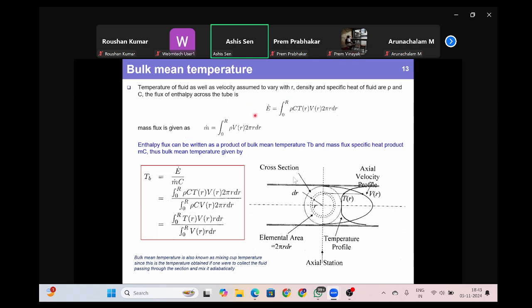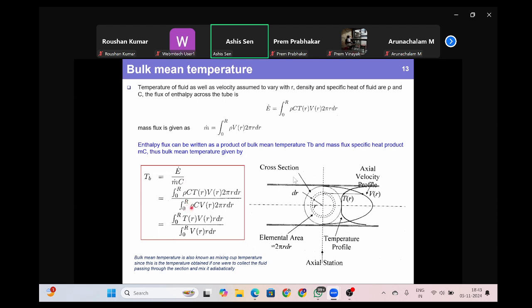If you divide the total enthalpy across the tube with the mass flux, which is again area of cross section times density times velocity, integrated from 0 to R, and divide this by the mass flow times specific heat, that gives you the bulk mean temperature. So bulk mean temperature is the total energy that is flowing across a section of the tube divided by the mass flow times specific heat.